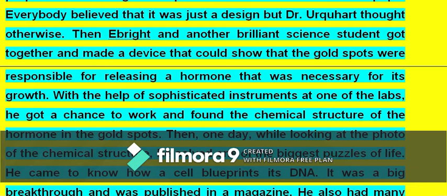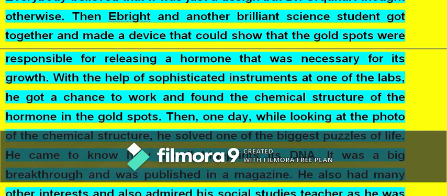With the help of the sophisticated instruments at one of the labs, he got a chance to work and found the chemical structure of the hormone in the gold spots. So this was another discovery that he had made.